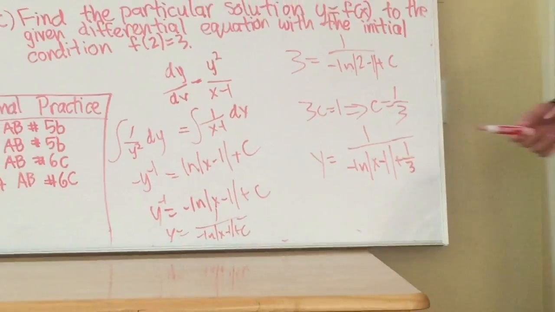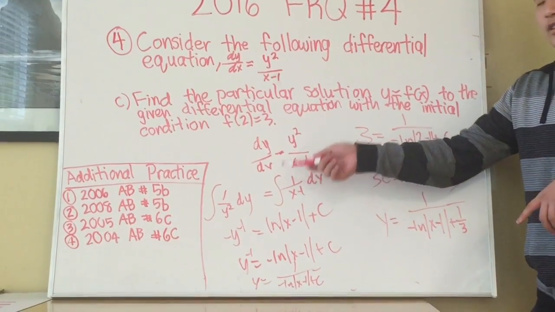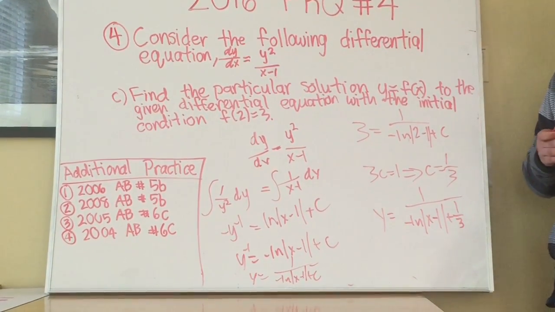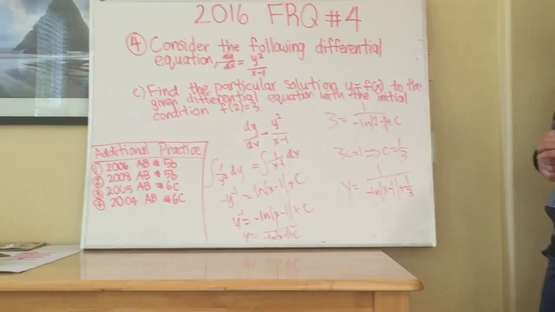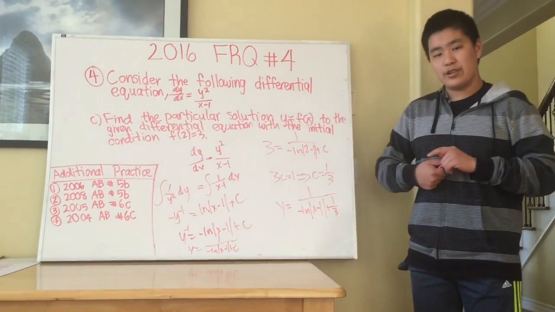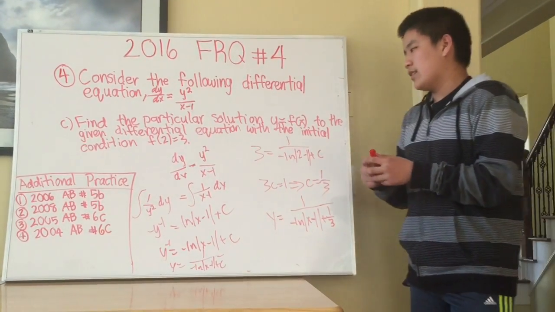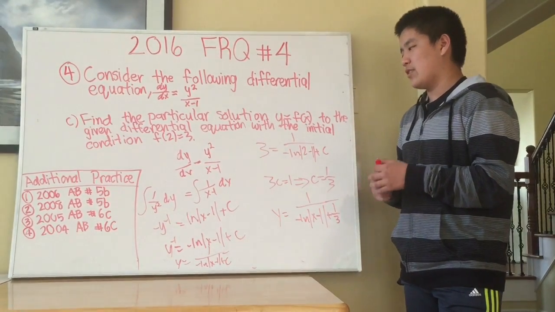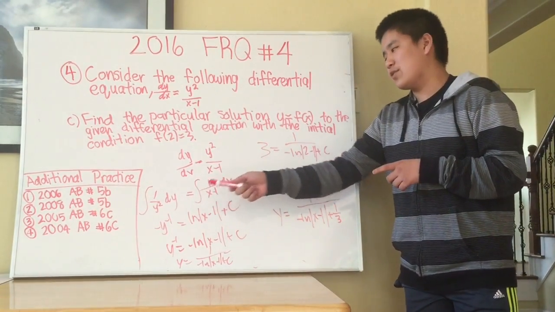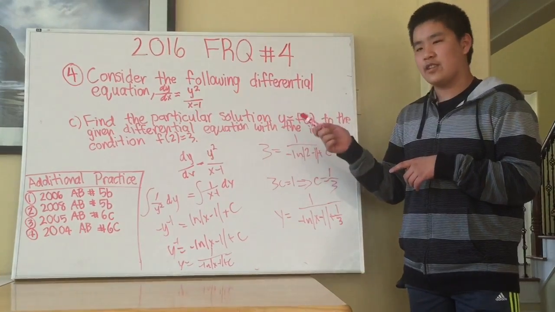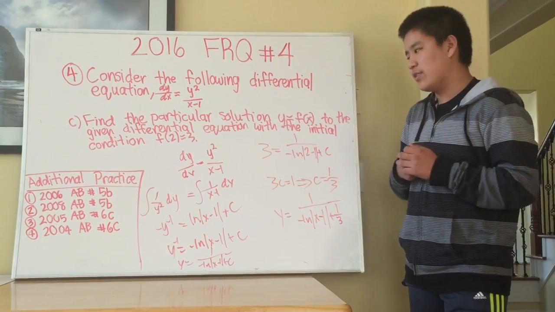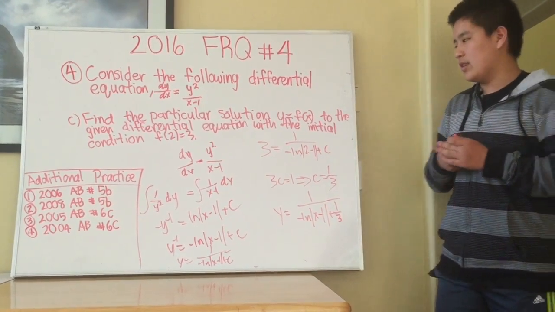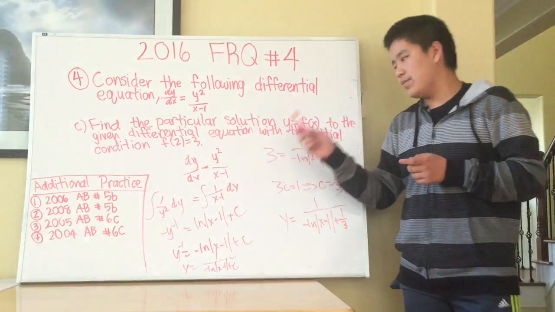So the very first point you get is for correctly separating the variables. If you don't correctly separate the variables, then you lose all your points for this part of the question. And the next 2 points you get are for correctly integrating both sides of the equation. So if you got negative y to the power of negative 1 and ln of the absolute value of x minus 1, then you got 2 more points, and this is the very first point.